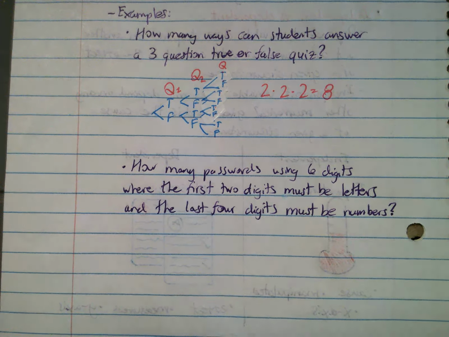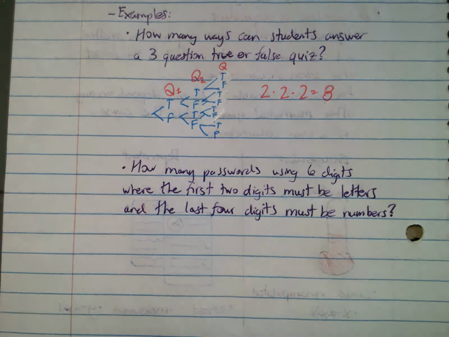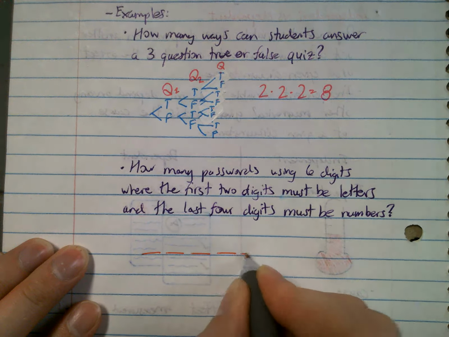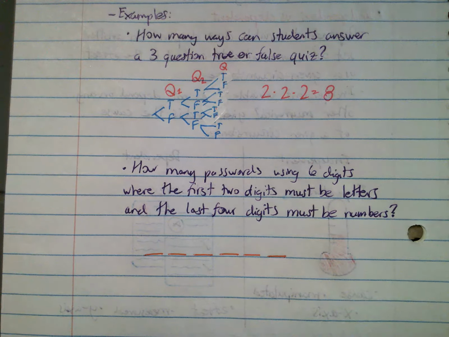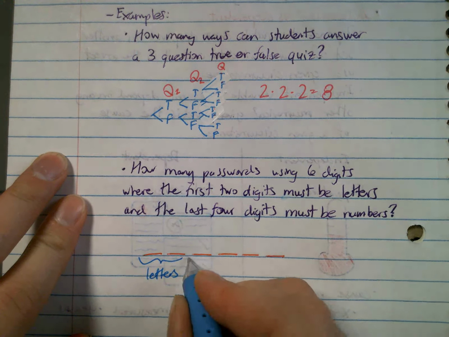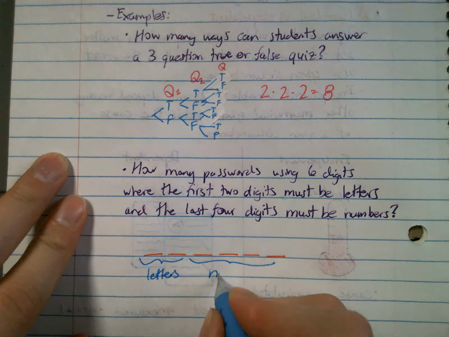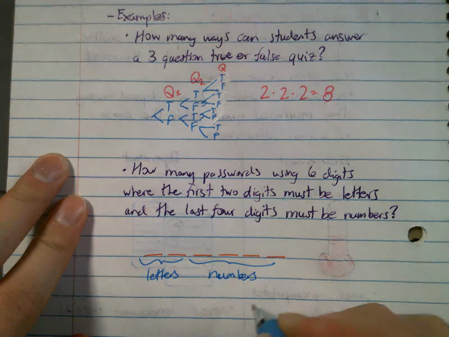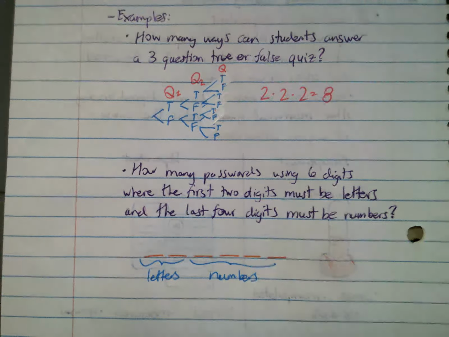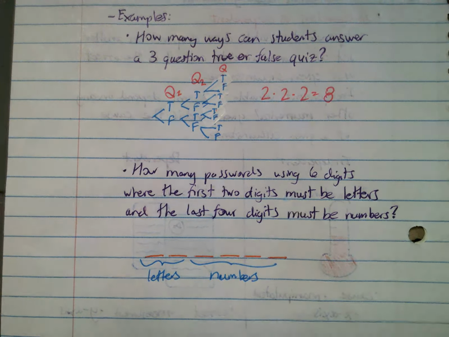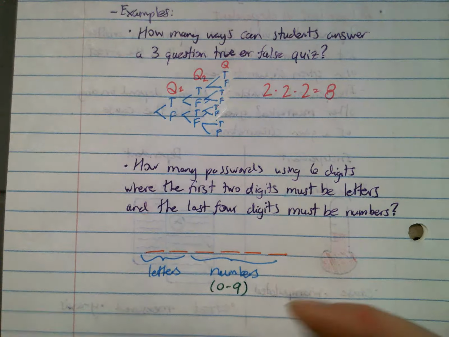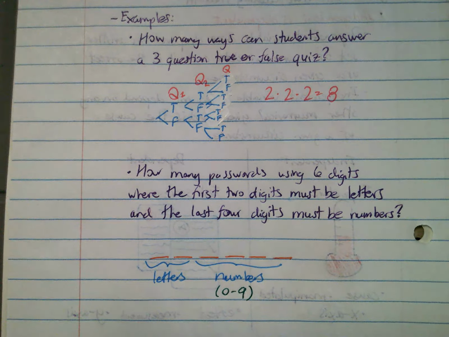Okay. So we've got a 6-digit code. 1, 2, 3, 4, 5, 6. The first 2 have to be letters. The last 4 have to be numbers. Specifically, digits. And when you hear the word digit, we're not talking about anything past 9. We're talking about 0 to 9. Okay? So we're looking at 0 through 9.